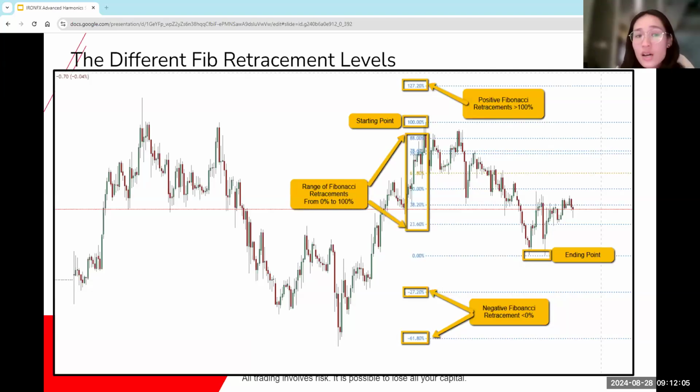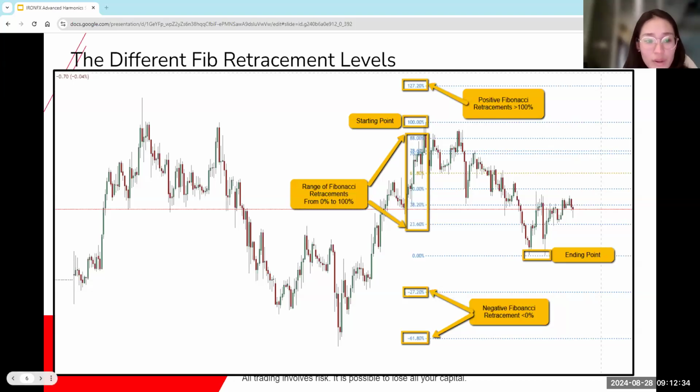So anyway, these are the different Fibonacci retracement levels if we're looking at it all at one glance. You have the positive Fibonacci retracement levels that are greater than 100%. Over here, those are your extensions. Your mid-range would be between the 0 and 100. And your negative Fibonacci retracements, which are also your expansions, would just be the minus 27.2 and minus 61.8.